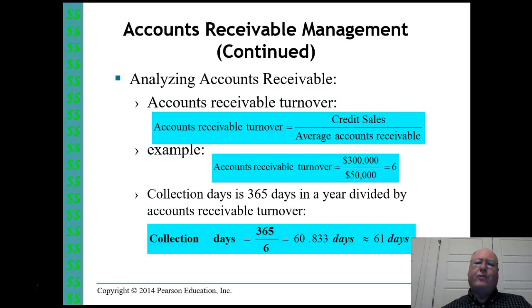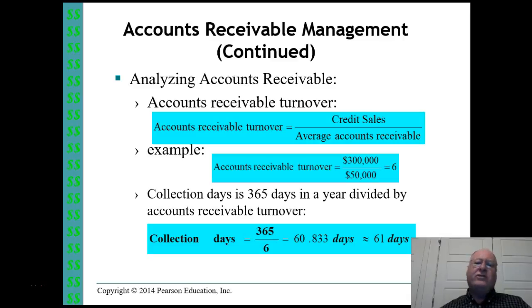In previous chapters, we looked at this ratio, this analysis of accounts receivable turnover. And again, just as a reminder, accounts receivable turnover is your credit sales divided by your average accounts receivable balance, which is your beginning and your ending accounts receivable for whatever that credit sales period is. And then you can divide that into 365 to get your average collection days.